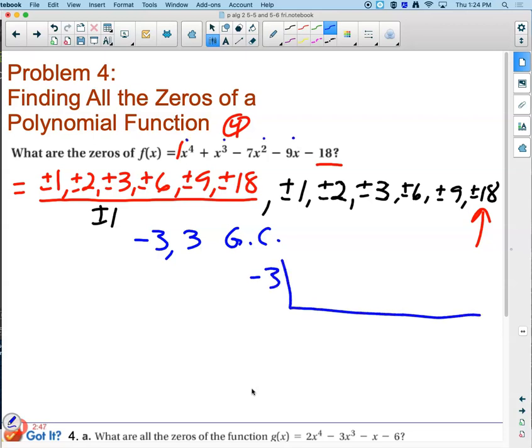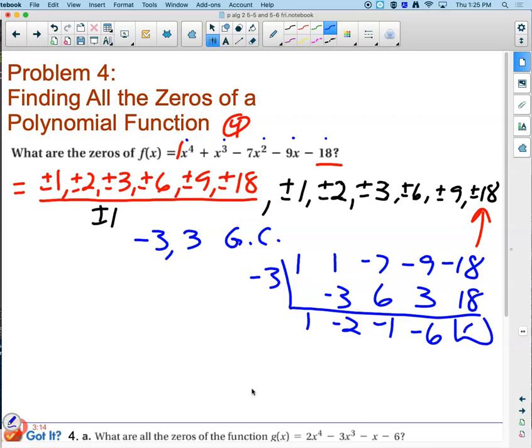4, 3, 2, 1, 0. It's in standard form. Nothing's missing. And we'll do our synthetic. Outside the box, multiply by a, which is negative 3. Then inside the box, add. Outside the box, multiply by negative 3. Go inside the box and add. Outside the box, multiply by negative 3, go inside the box and add. Outside the box, multiply by negative 3, inside the box and add.